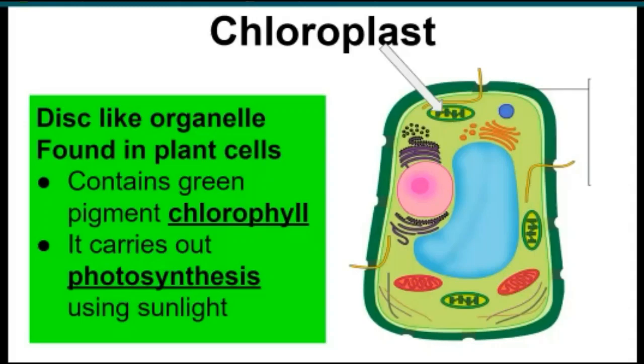Organelles of plant and animal cells. Chloroplast. Chloroplast is only present in a plant cell. It's a disc-like organelle. It's found in only plant cells. It contains green pigment called chlorophyll. Chlorophyll is responsible for photosynthesis using the sunlight.